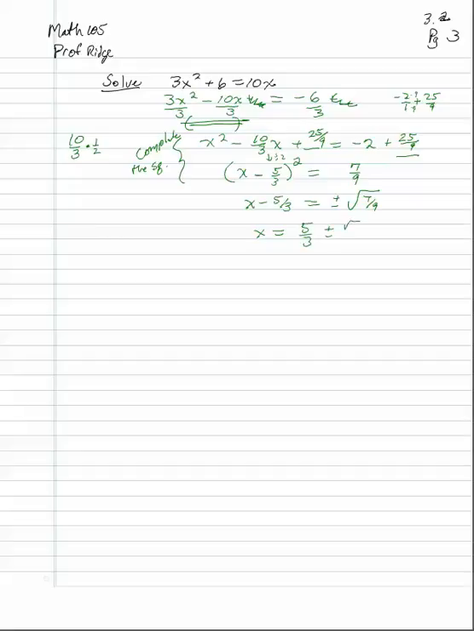So it's square root of the top divided by square root of the bottom. So that's our final answer. If you want, you can make that one fraction since you've got common denominators. So you can write 5 plus or minus square root of 7 all over 3. So either way.